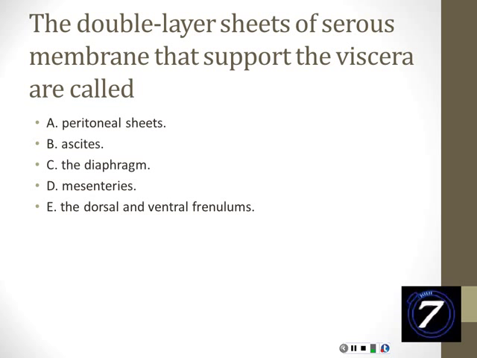So the best answer there is D. Mesenteries are sort of two folds of serosa that hang off the back wall and suspend everything in the peritoneal cavity.